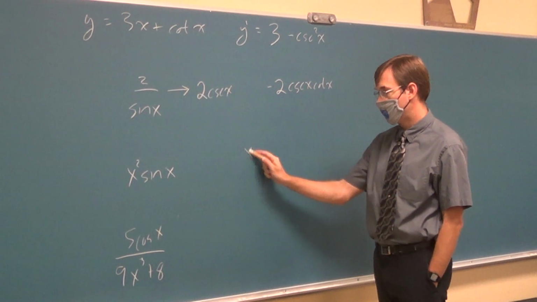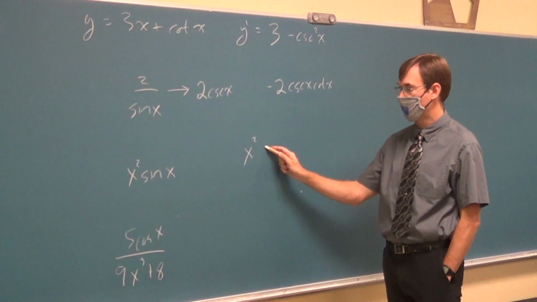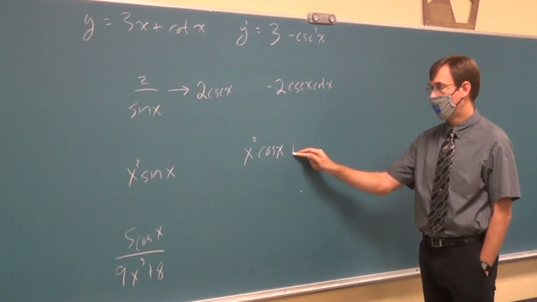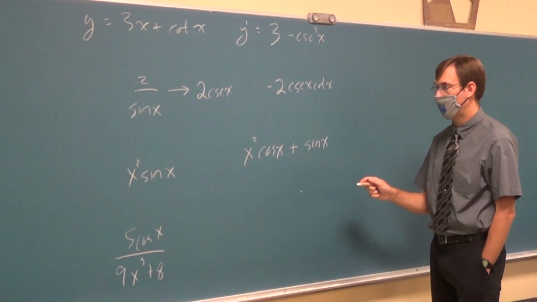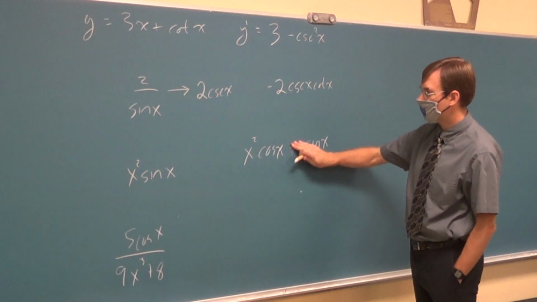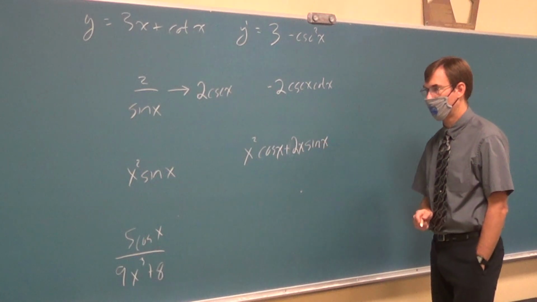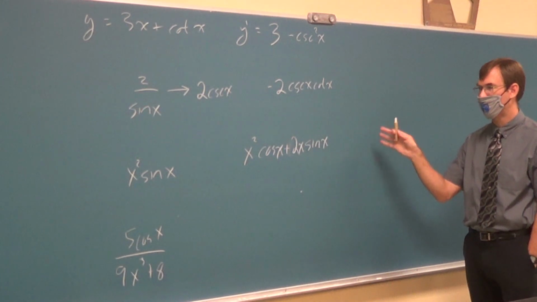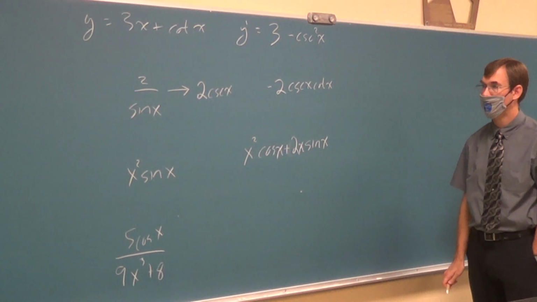X squared. Copy the x squared times the derivative of sine, which is cosine. Plus, then we'll copy the sine times the derivative of x squared, which is 2x. And it's traditional to do the algebra stuff in front of the trig stuff. It's not wrong if you did it on the other side, but you'd have to punctuate that in some way. It's easier to just slide that to the front.